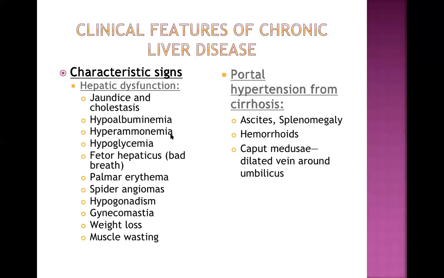Hyperammonemia, because ammonia cannot be converted into urea. Ammonia will remain as a free ammonia. And this ammonia, remember, is a toxic gas. This gas can cross any barrier. It can easily go into the brain by crossing blood-brain barrier, and this condition is known as hepatic encephalopathy. So ammonia is the main culprit there.